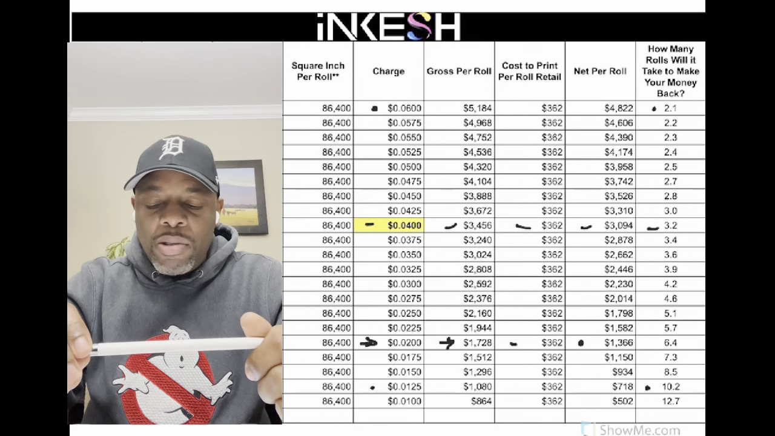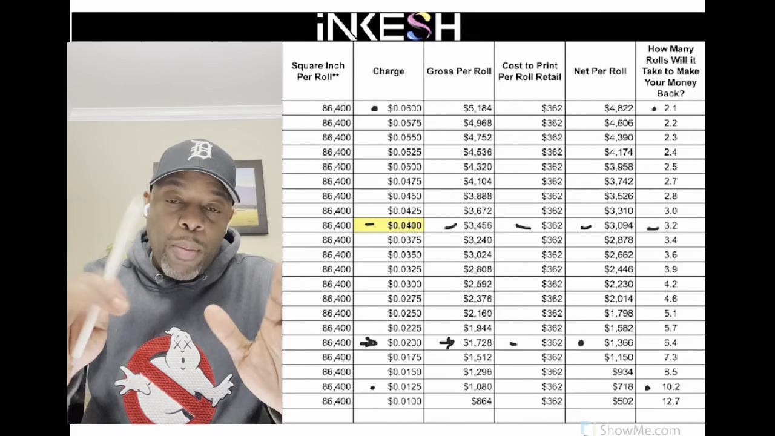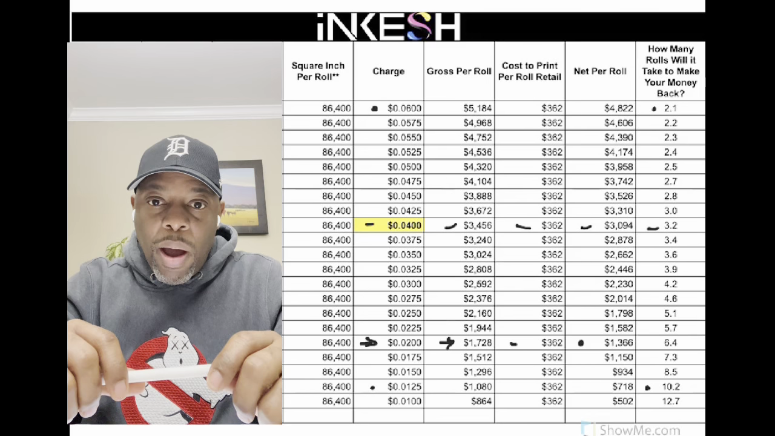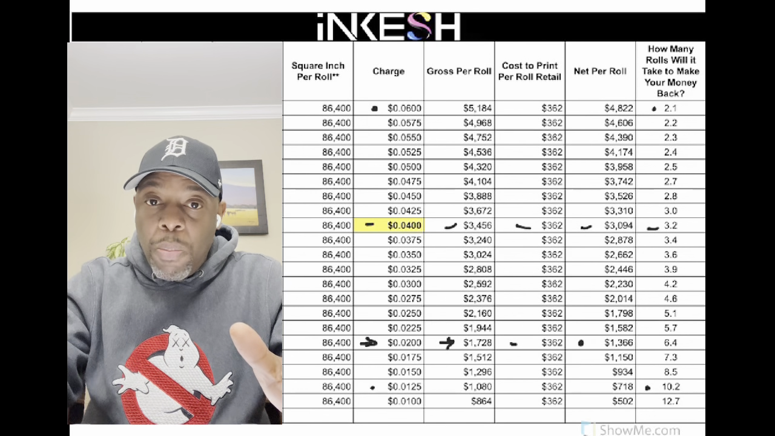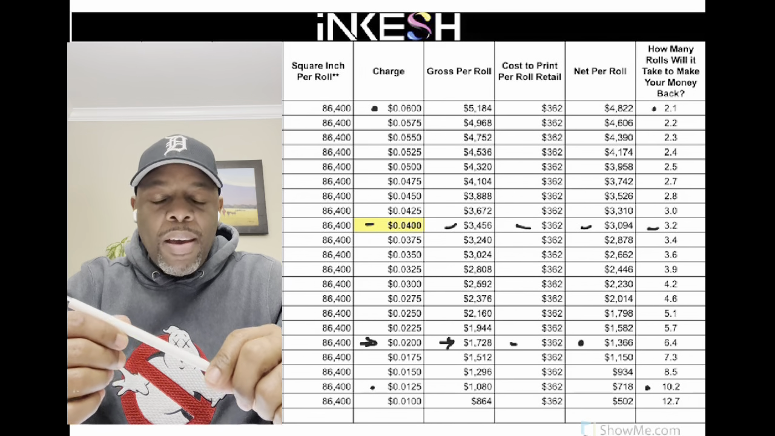That's no smoke and mirrors. That's no hocus pocus. That's straight you making the decision. Hey, this is the value. This is what I'm going to offer my customers. And this is how we're going to go after it. So I hope that this helped some of you. Again, we're just scratching the surface. We're about to dive hella deep.